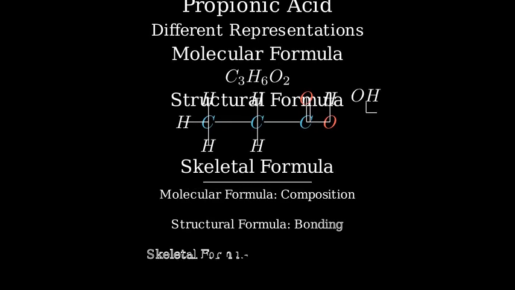Each of these representations tells us something different about propionic acid. The molecular formula tells us its composition, the structural formula shows us how atoms are bonded, and the skeletal formula gives us a quick way to draw and recognize the molecule.